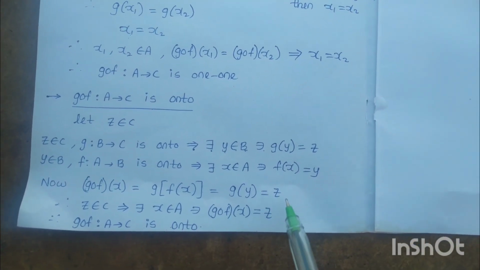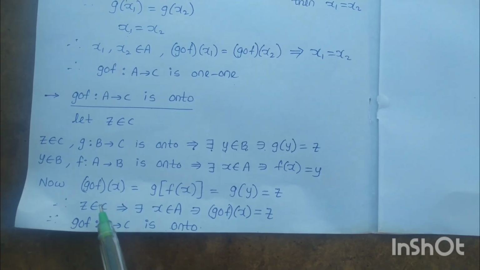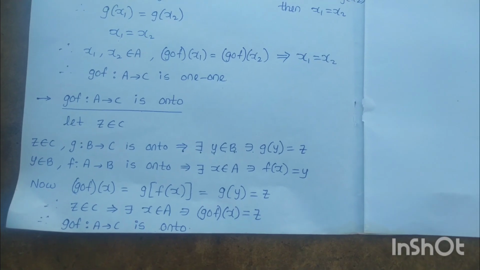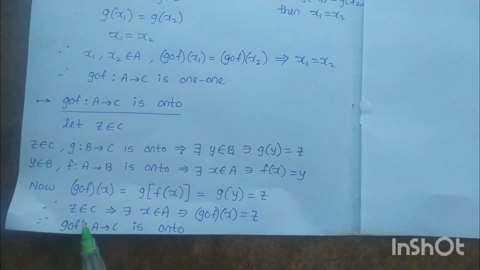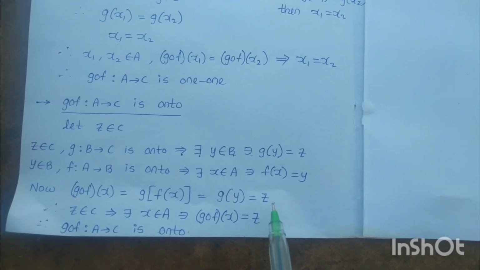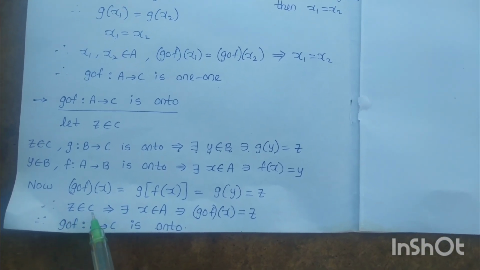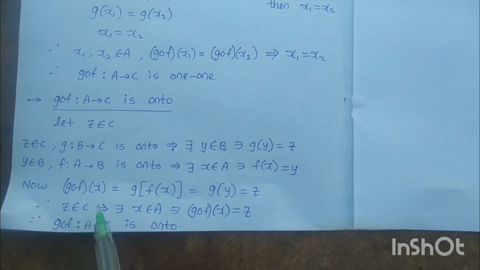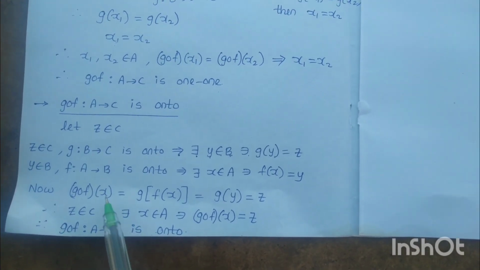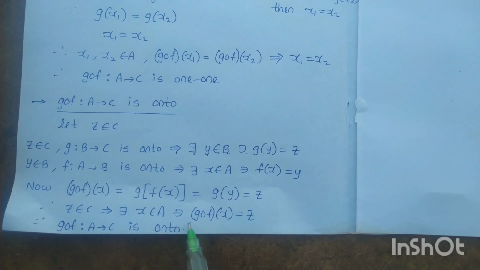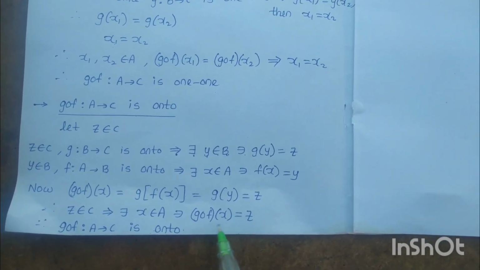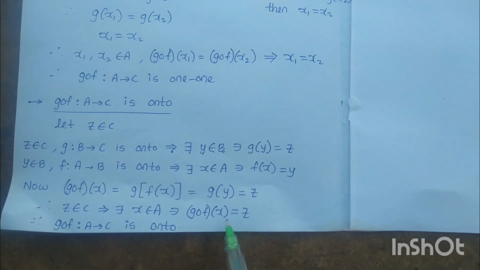Now if you carefully observe what you got, (g circle f) of x is equal to z, you got. That means what is the conclusion of that? z belongs to C. That implies there exists x belongs to A such that (g circle f) of x is equal to z. We got this relation, (g circle f) of x is equal to z.